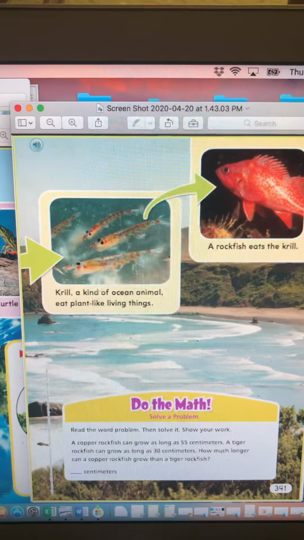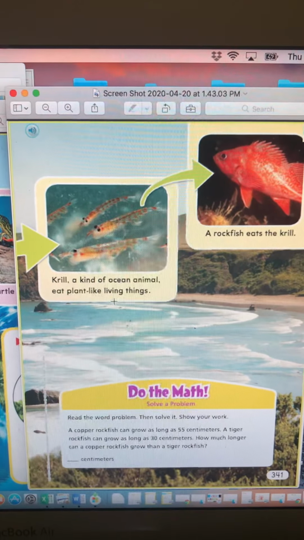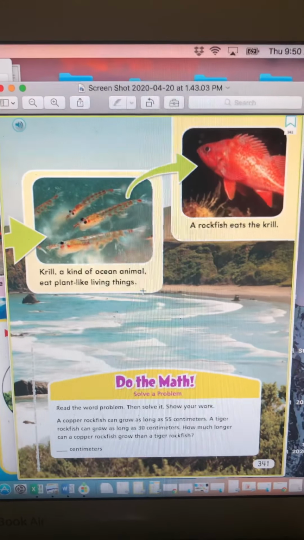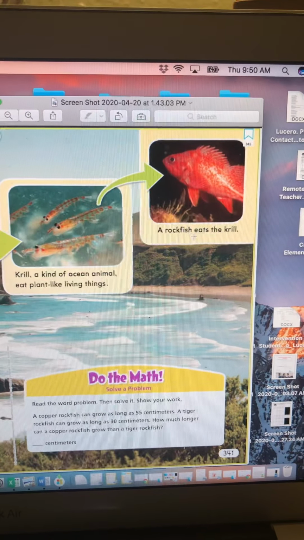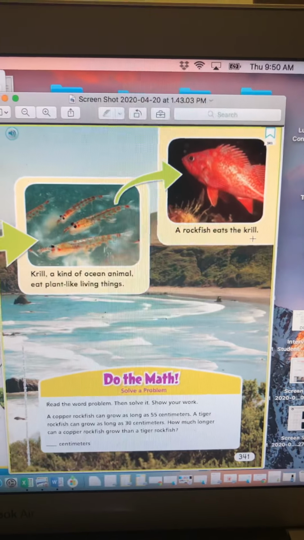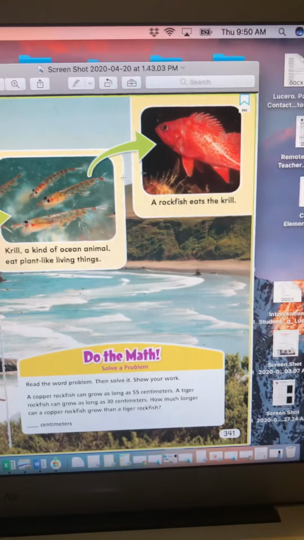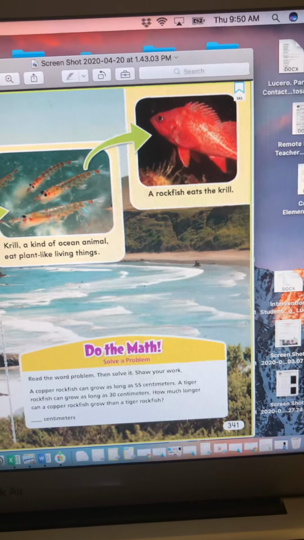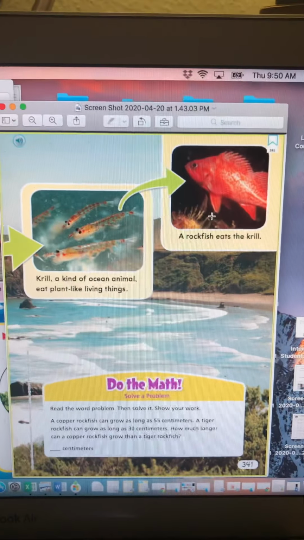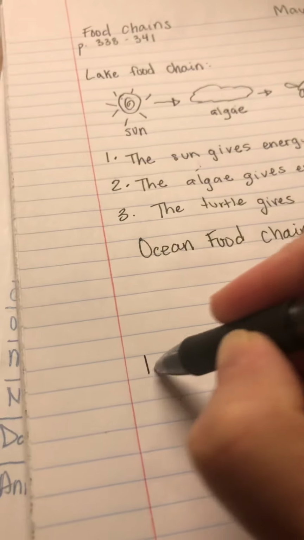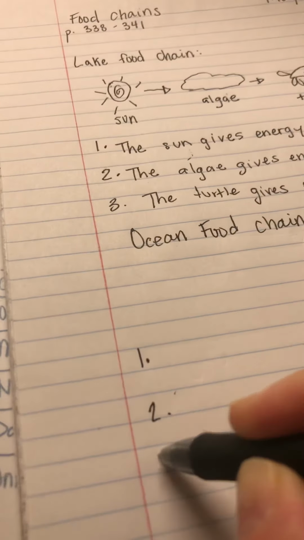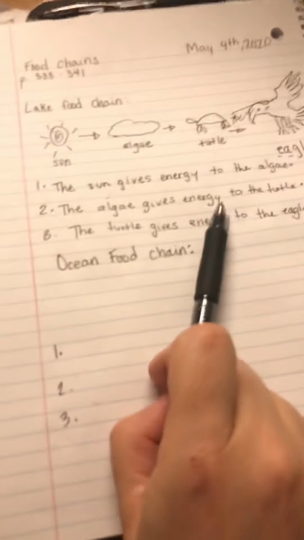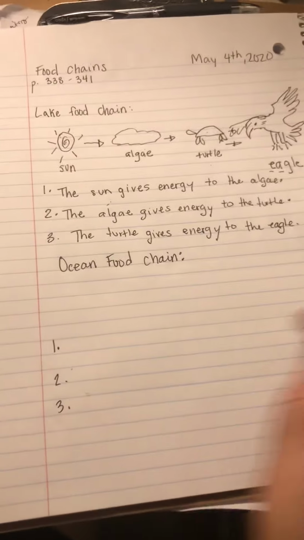The krill, a kind of ocean animal, eats plant-like living things. And then here our rockfish eats the krill. So this food chain, they're just showing us three. If you feel like it, you can go ahead and choose another predator that might eat the rockfish. So this is going to be the one. And then tomorrow, after you do your diagram, I want you to do at least three sentences, the same as what we did, okay? All right.